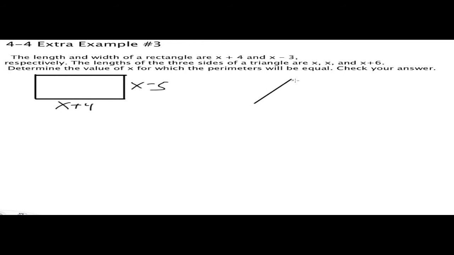Our triangle is isosceles because I have two sides that are the same length, and not equilateral because I have two things equal and then I added 6, so it's not all the same. So this will be x plus 6, this will be x, this will be x.